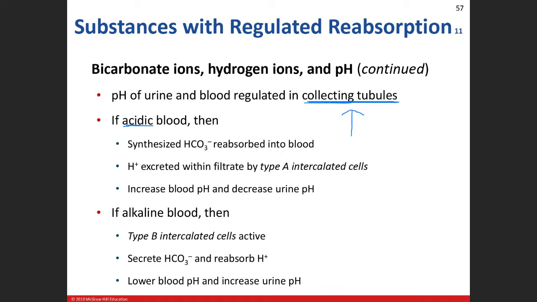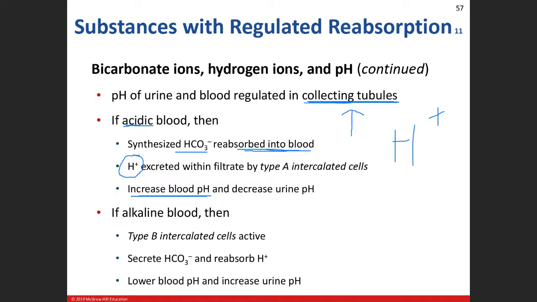So if something is too acidic, that means we have way too many of these things floating around. We've got too many hydrogen ions floating around. So we need something that's going to go in there and suck all those up like a sponge, okay? So what are we going to do? We're going to make more bicarbonate here, we're going to synthesize it, and then when we make that new bicarbonate, it gets resorbed into the blood, and then it's going to hook up with the hydrogen ions. When it hooks up with the hydrogen ions, it's going to decrease the hydrogen ion concentration, but at the same time, it's going to increase the pH of the blood. All right, I'll go through all this here with you in a second.